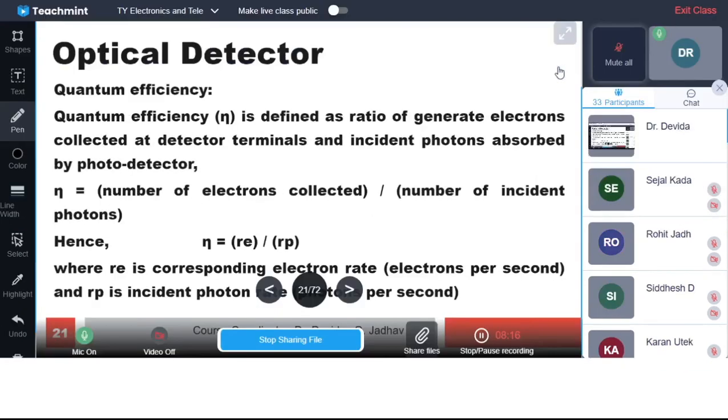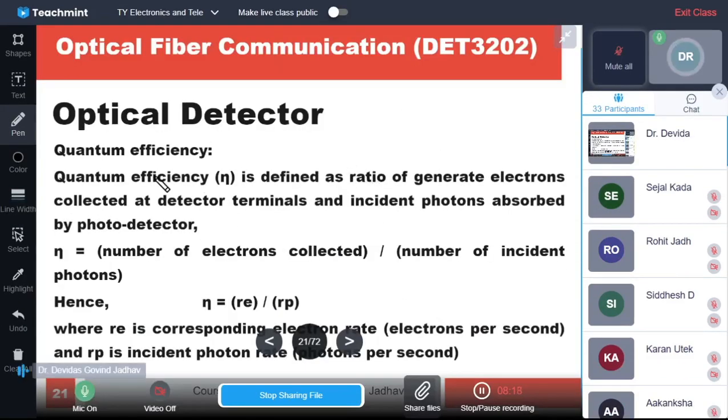So quantum efficiency, eta, is defined as the ratio of generated electrons collected and detected at the detector terminal to the incident photons absorbed by the detector. Eta is equal to the number of electrons divided by the number of incident photons. Eta is equal to Re upon Rp, where Re is the electron rate, electrons per second, and Rp is the incident photon rate, photons per second.